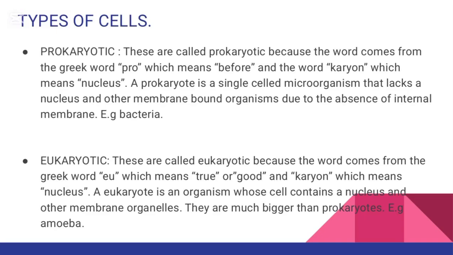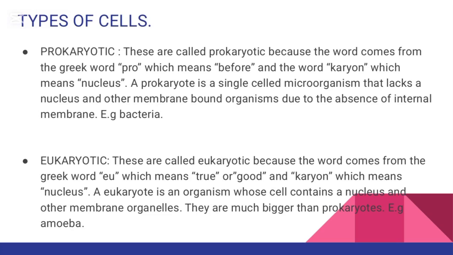One thing you should know is that they are called prokaryotic because they come from two Greek words. The first one is pro, which is before, and the second one is karyon, which is nucleus. So it means before nucleus. And a prokaryotic cell is a single-celled microorganism that lacks a nucleus and other membrane-bound organelles due to the absence of internal membranes. An example of this is bacteria.